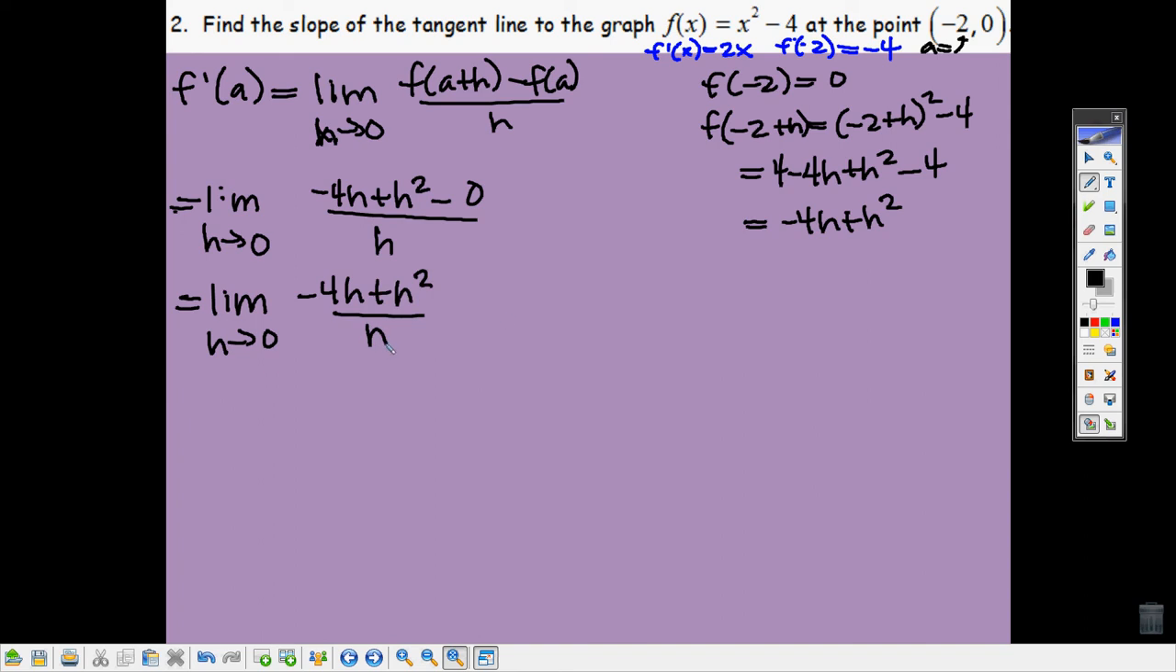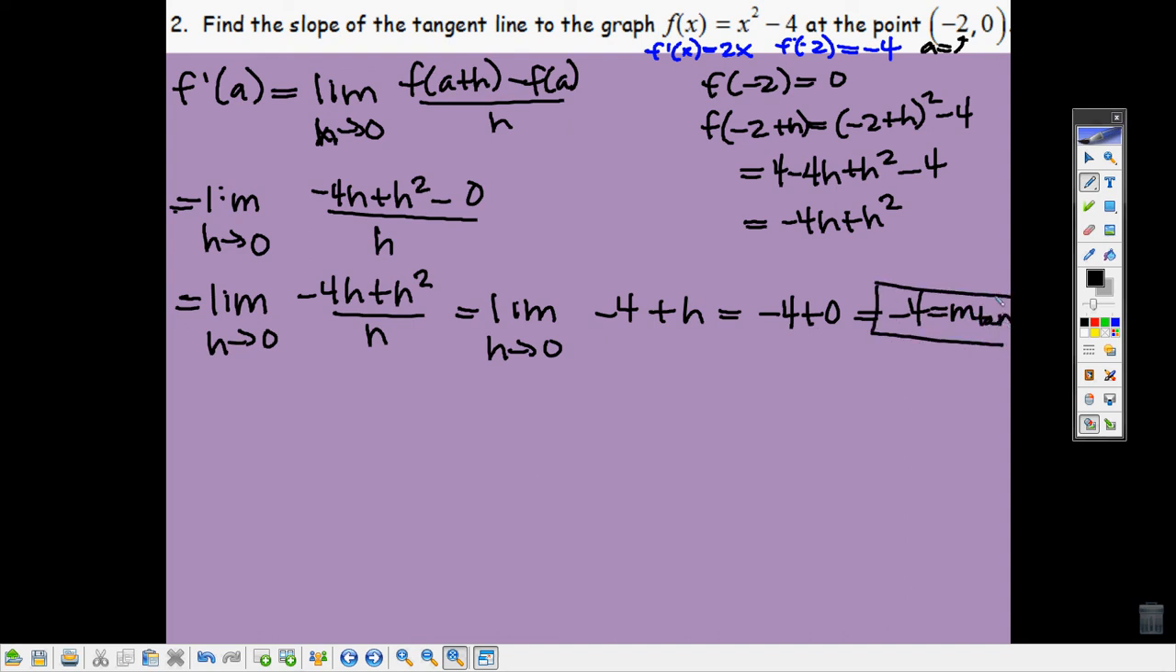Again, as we expect, that factor of h is going to factor itself out, so I have the limit as h approaches 0 of negative 4 plus h. Now this is something that I can absolutely plug 0 into to have a direct substitution, negative 4 plus 0, so I get negative 4. That is the slope of my tangent line at that point, which is what I again expected given the basic derivative rules, okay?